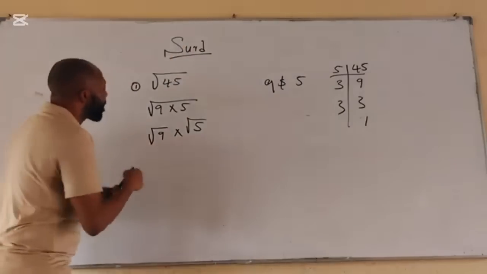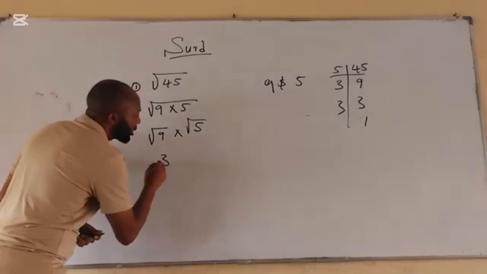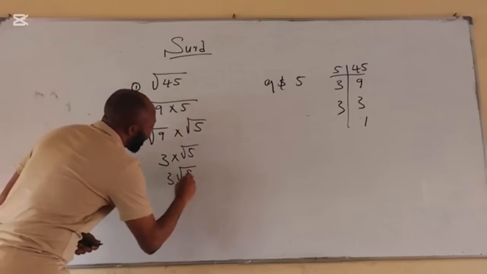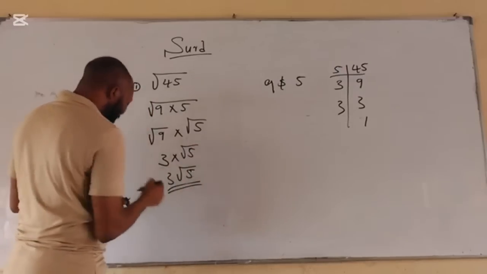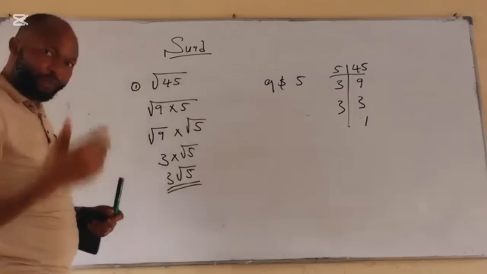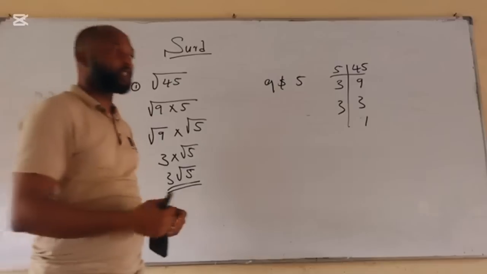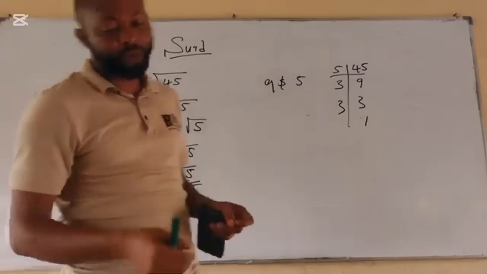So, root 9 now will become what? 3 times root 5 or 3 root 5. Any of those. So, by so doing, I have simplified the surd to the lowest level. So that is all about simplification.